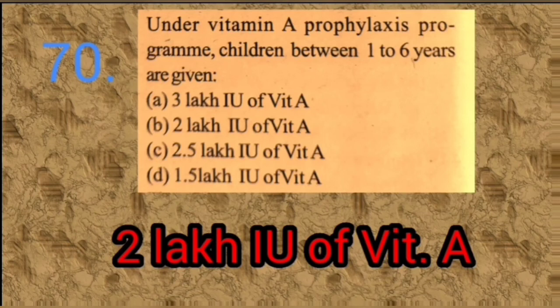Under vitamin A prophylaxis program, children between 1 to 6 years are given? Options: A, 3 lakh international unit of vitamin A; B, 2 lakh international unit of vitamin A; C, 2.5 lakh international unit of vitamin A; D, 1.5 lakh international unit of vitamin A. Under vitamin A prophylaxis program, children between 1 to 6 years are given 2 lakh international unit of vitamin A.